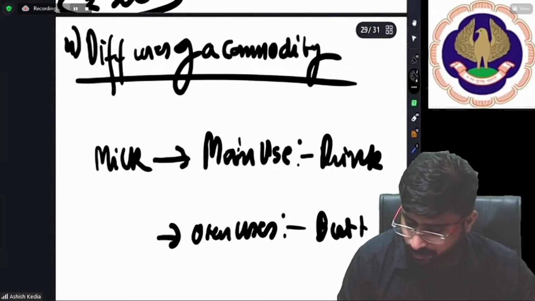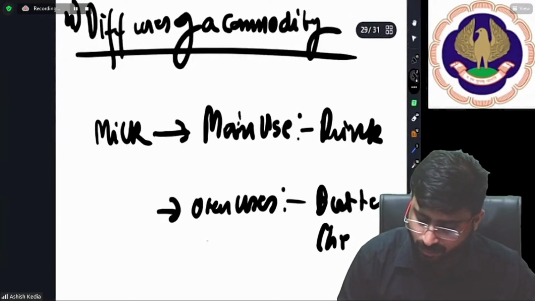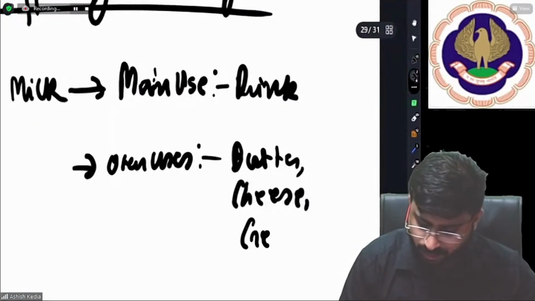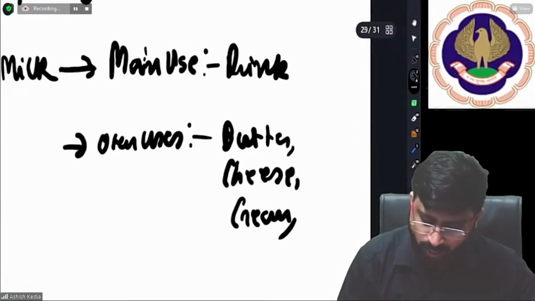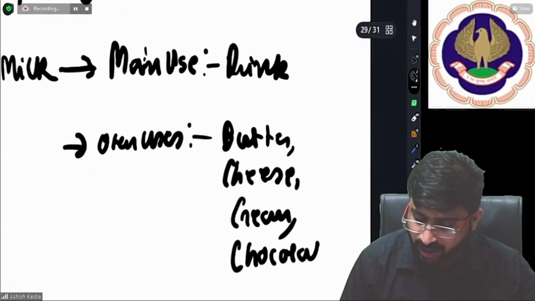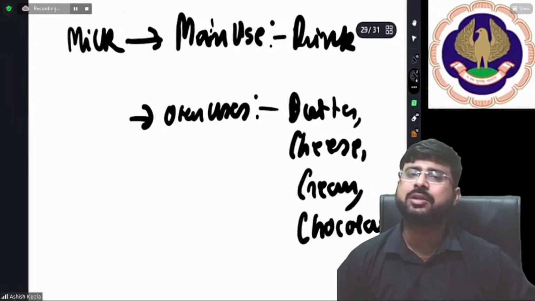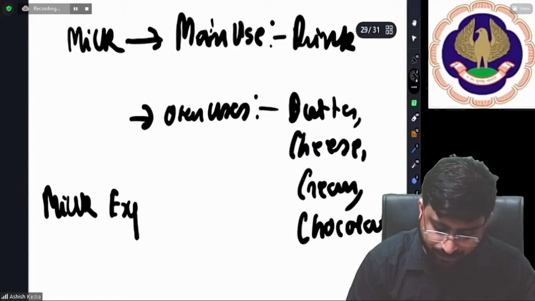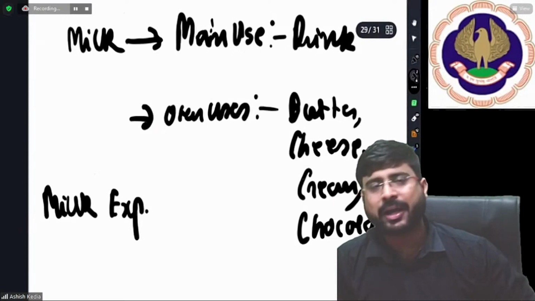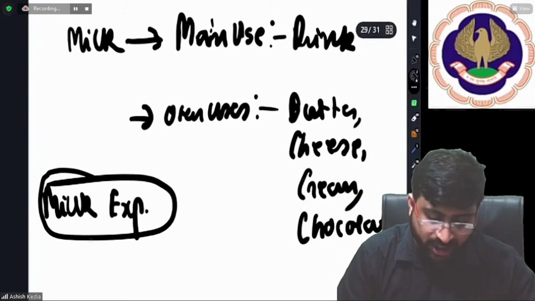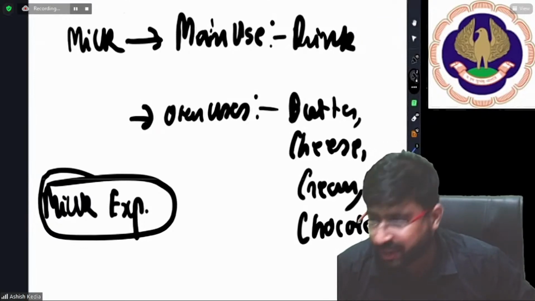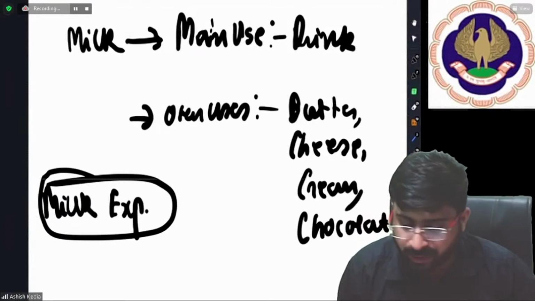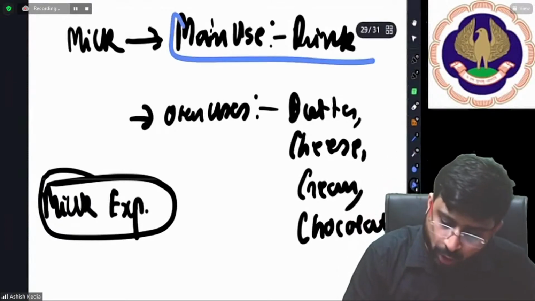Butter, cheese, cream, chocolate, and so many other things. But now pay attention everyone. What am I trying to tell you here? When milk is expensive at your home, let's say you are buying milk for your home, it's very expensive. So friends, when milk is very expensive in your home, you will use it only for the main use.